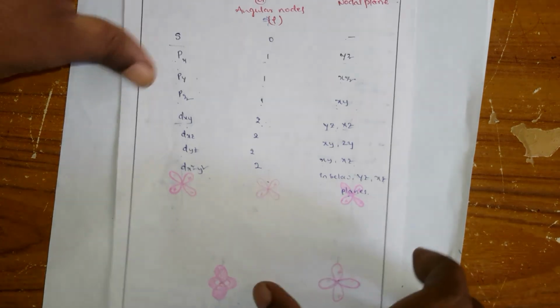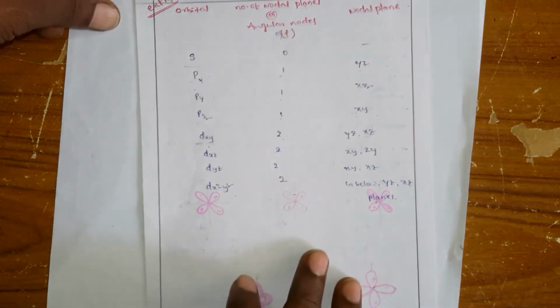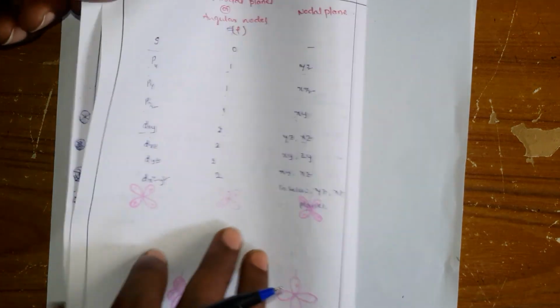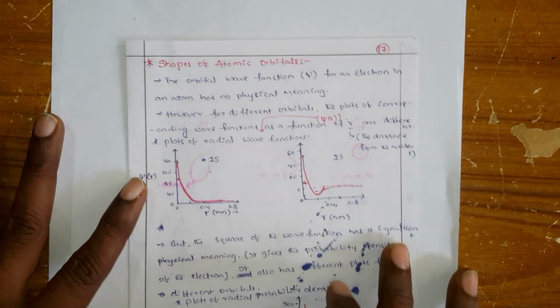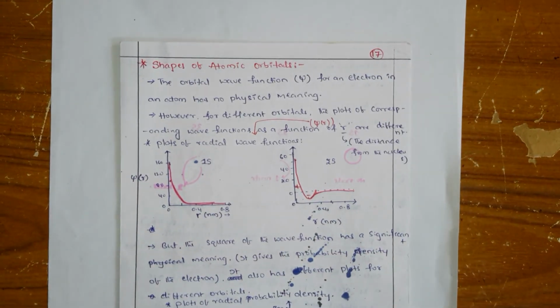Okay, so these are important with respect to higher examinations like IIT, NEET or JEE, right? So this is all about the shapes of atomic orbitals.